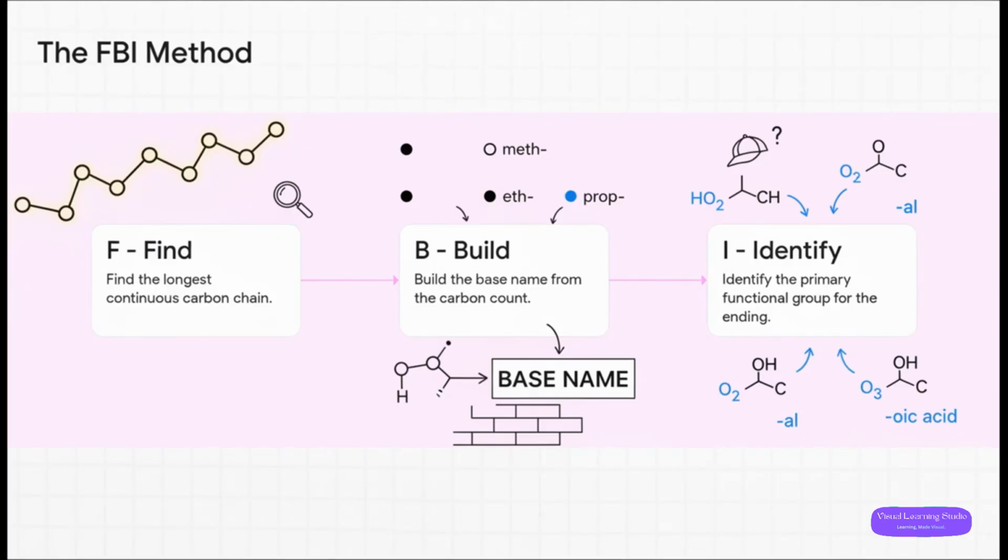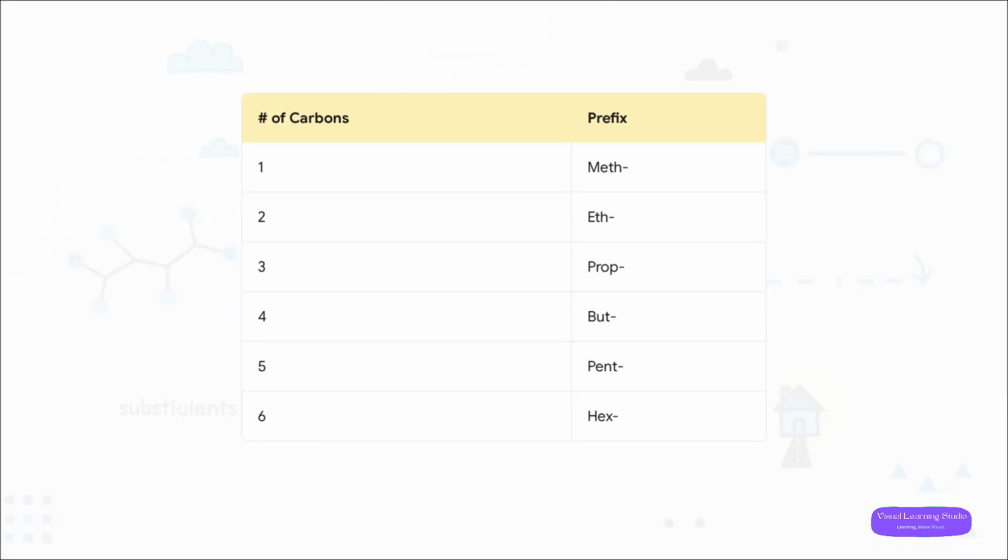So, what is the FBI method? It's super simple. F is for find. You find the longest possible chain of carbons. B is for build. You build the main part of the name based on how many carbons you found. And I is for identify. You identify the most important part of the molecule, the functional group, because that tells you the last name, the ending of the name. That's it. Find, build, identify. Simple.